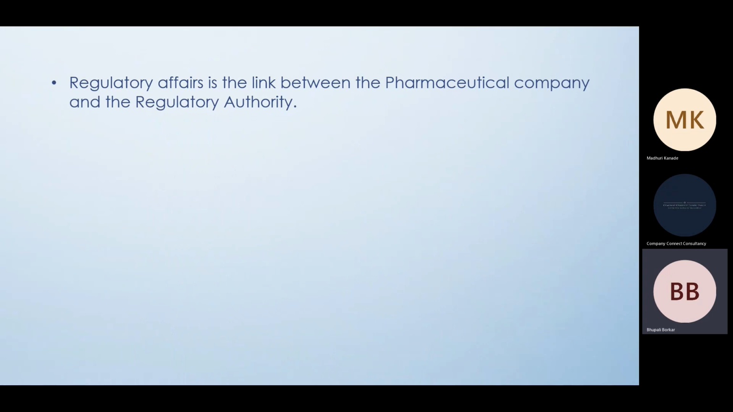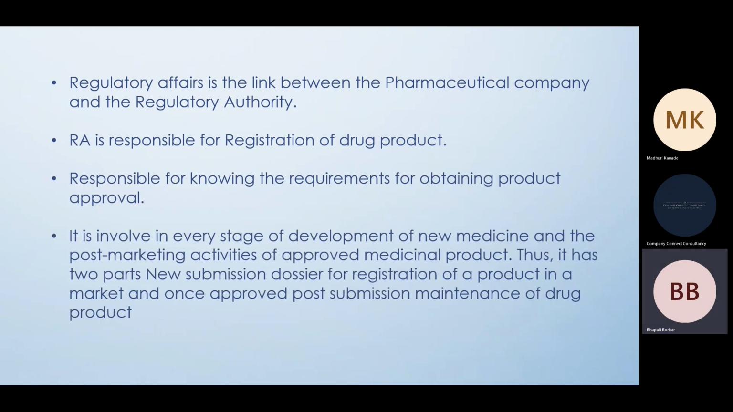So regulatory affairs is a link between a pharmaceutical company and a regulatory authority. RA is responsible for registration of a product in a particular country. RA is responsible for knowing the requirements for obtaining product approval. If you need approval in a particular country or continent, what the requirements are and what guidelines must be followed to register a product in that country is studied by the RA professional. It is involved in every stage of development of a new medicine and in post-approval activity of the medicinal product.